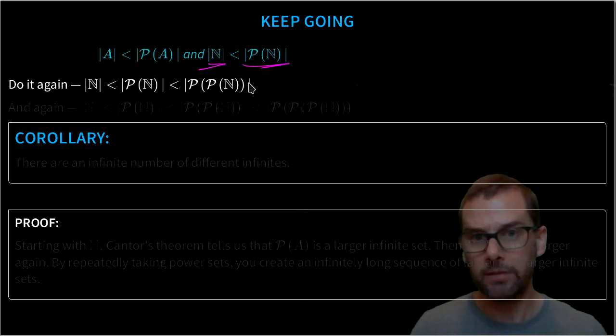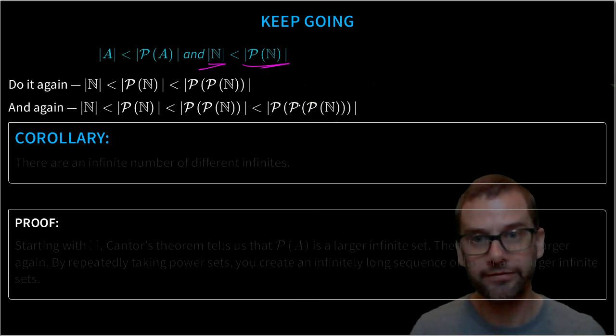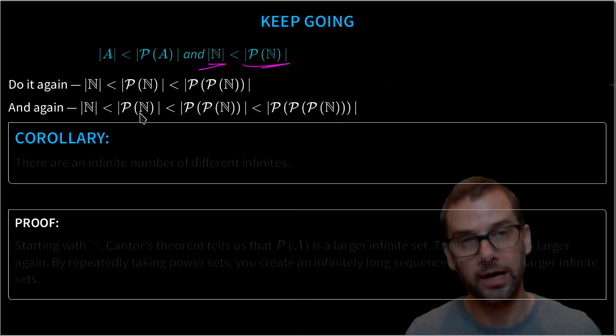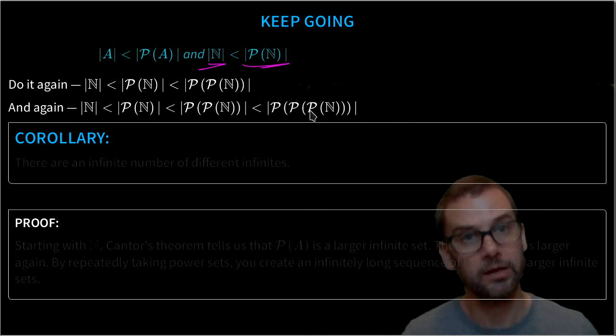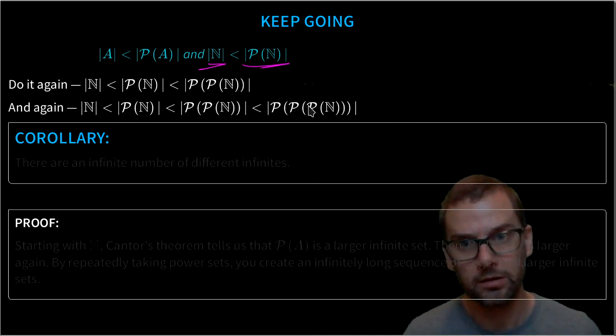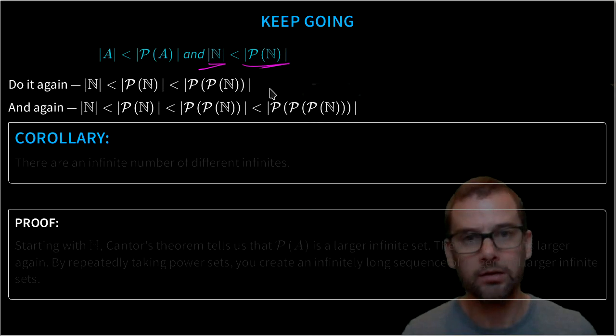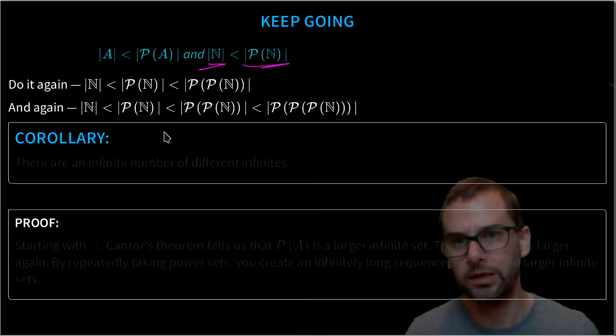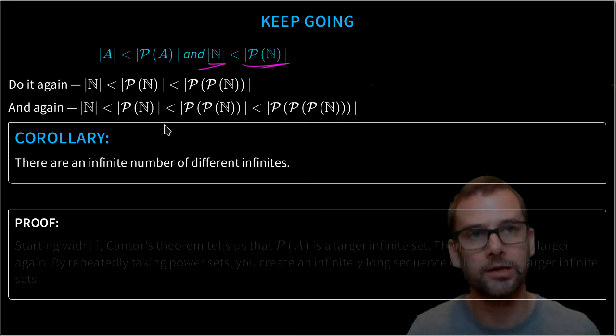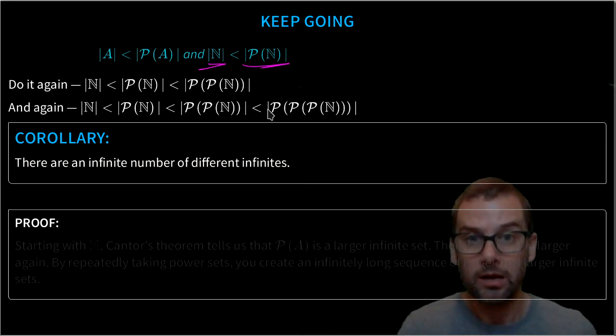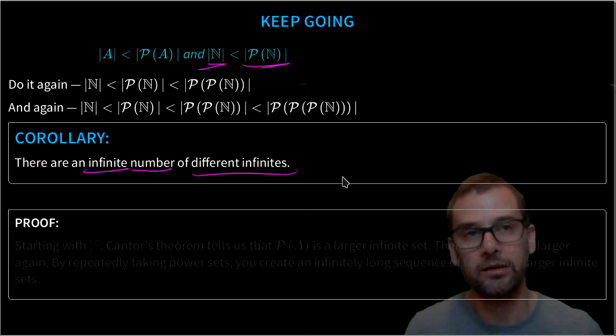And we can do it again to get ourselves four infinities: the naturals, the power set of the naturals, the power set of the power set, and the power set of the power set of the power set. And of course we can keep going here and keep getting bigger and bigger infinities. And so we get this wonderful corollary to Cantor's theorem, namely that by doing this again and again and again, we get that there are an infinite number of different infinities.